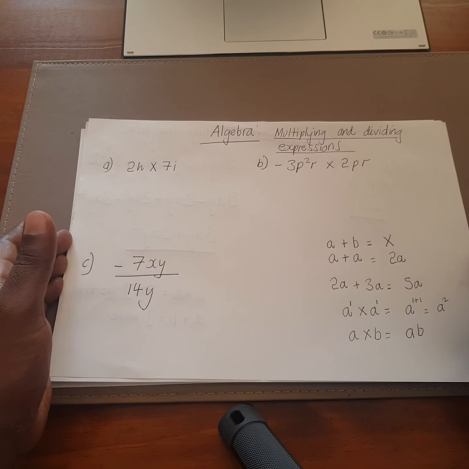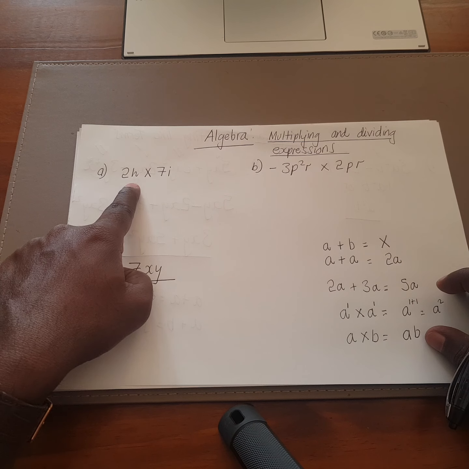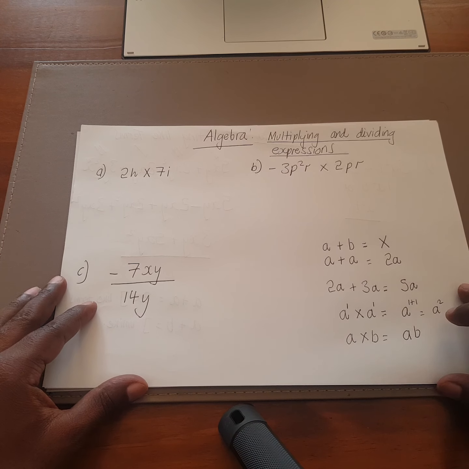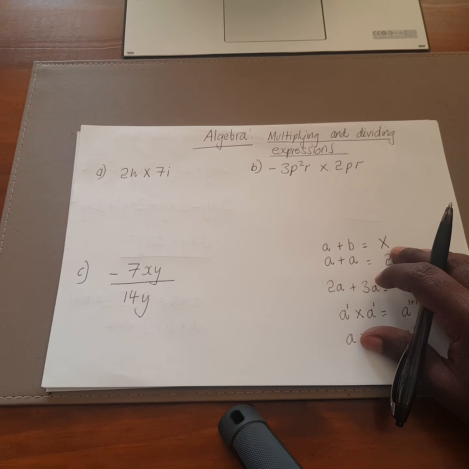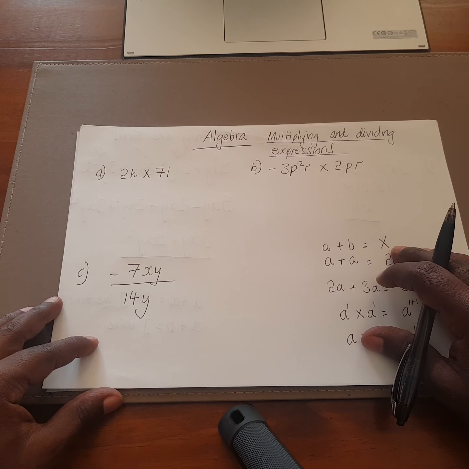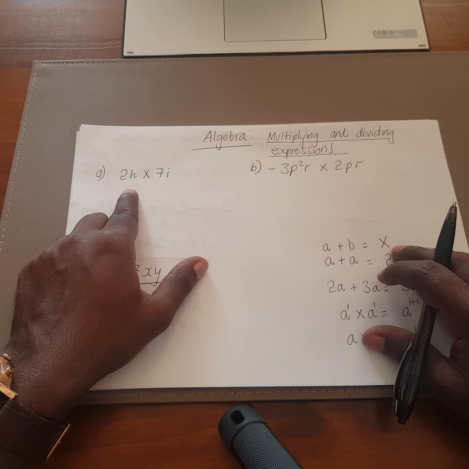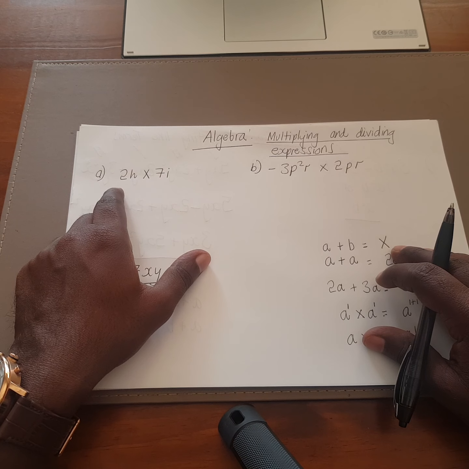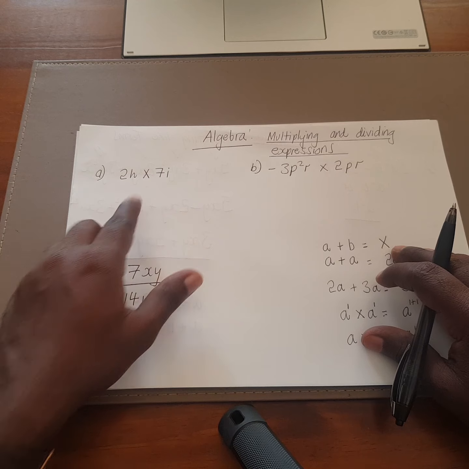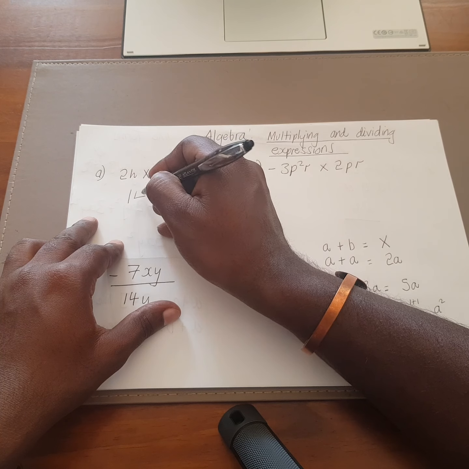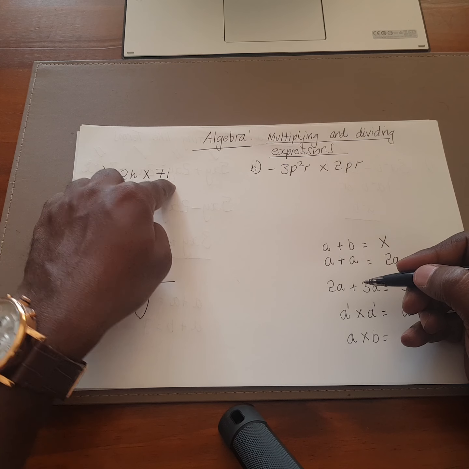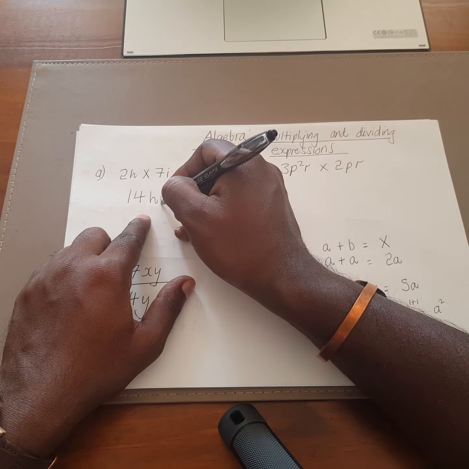So with that in mind, let's look at this question. 2h times 7i. Obviously, in terms of addition, both these terms are unlike terms. However, in multiplication, you can simplify them. So what we need to do in this question is multiply the numbers first. So you go 2 times 7, which is 14. Write that. Highlight that big, and h times i becomes hi.